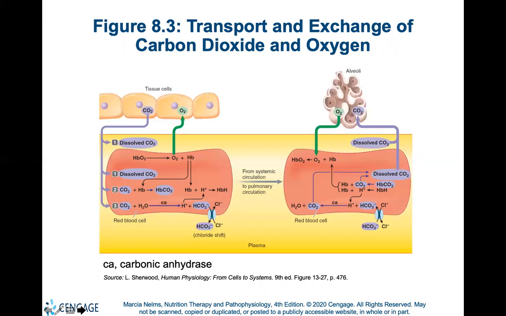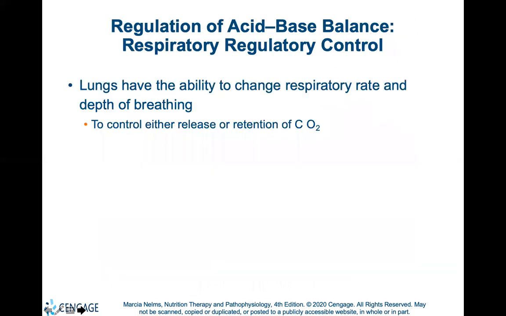Transport and exchange of carbon dioxide and oxygen. Carbon dioxide picked up at the tissue level is transported in the blood in 3 ways: 1, physically dissolved; 2, bound to hemoglobin; and 3, as bicarbonate ion.